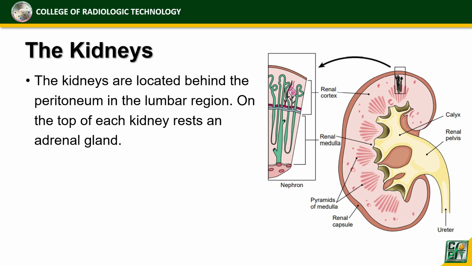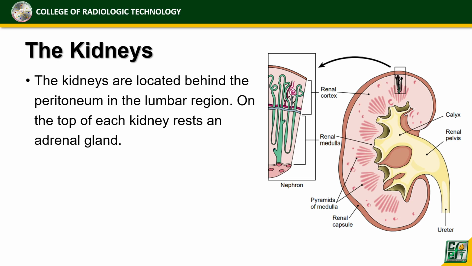Okay, so the kidneys are located behind the peritoneum of the lumbar region. So it is dorsally located. On top of each kidney, makikita natin yung adrenal gland. The adrenal gland is also called the suprarenal gland. Kaya siya tinawag na suprarenal gland because it rests above the kidneys, suprarenal.